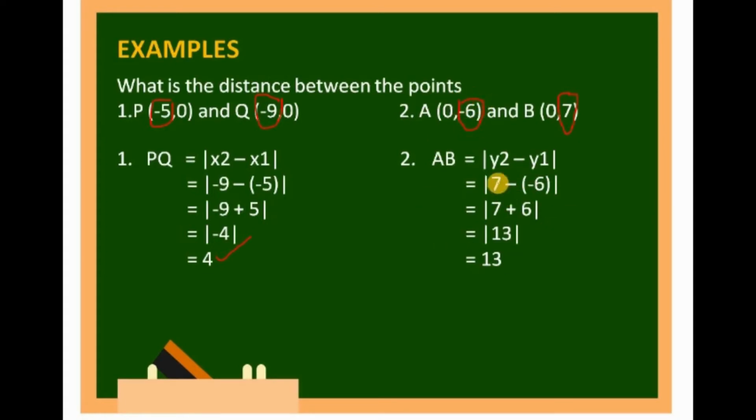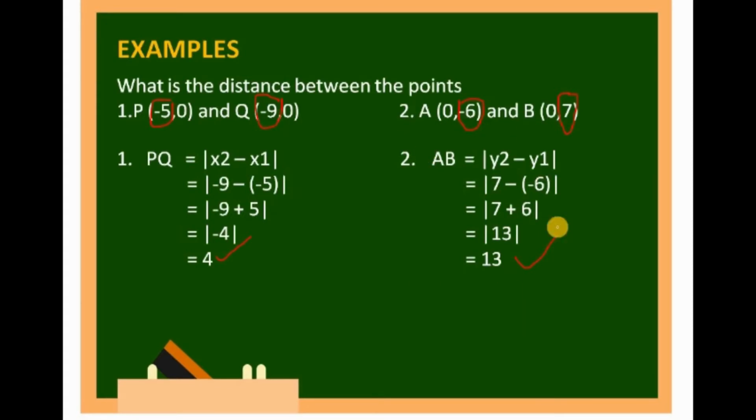So let's substitute. Modulus 7 minus of minus 6. Minus of minus is plus. So 7 plus 6, modulus 13. We will take the absolute value, that is 13.